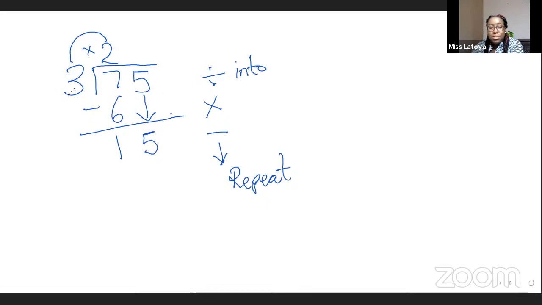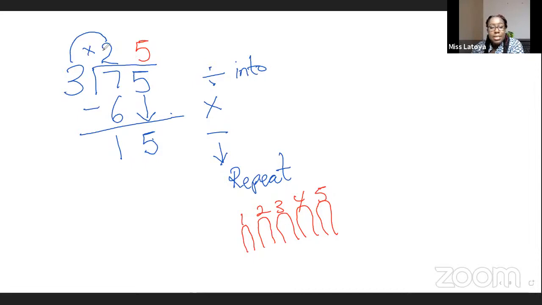What do I say next? 3 into 5? No. What number do I have here? I have the number 15. Okay, this is the number I have here. So I am going to say 3 into 15. How much times could 3 go into 15? Let us count in threes until we get to 15. Okay, 3, 6, 9, 12, 15. How much fingers do I have up? 1, 2, 3, 4, 5. So 3 can go into 15 5 times.